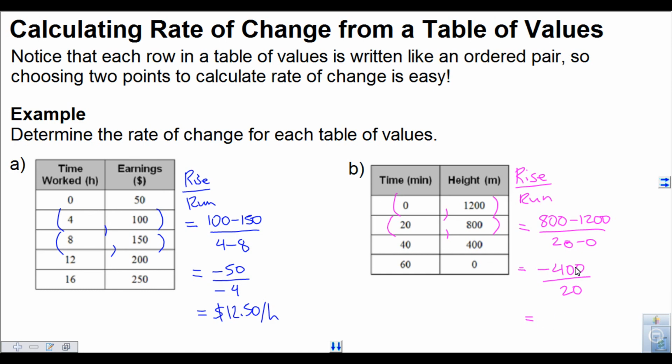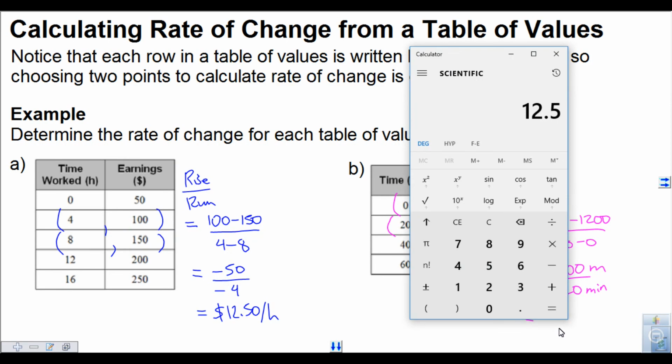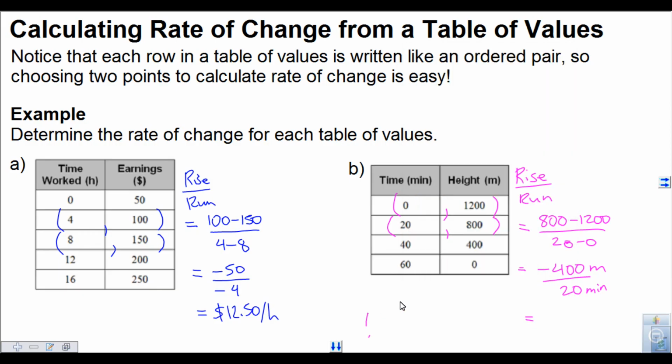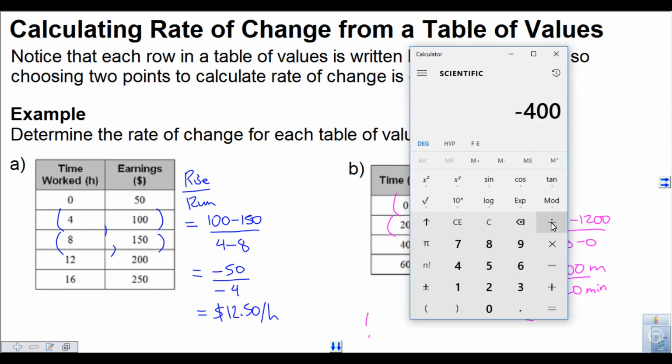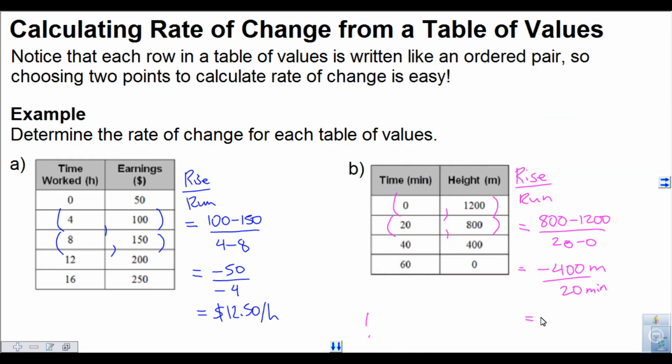Oh, and that's 800, those are meters. And then the 20 and the 0 were minutes. So I'm going to write the units down here as well. So negative 400 divided by 20. Okay, so that'll get me negative 20. Negative 20, and that's in meters per minute.